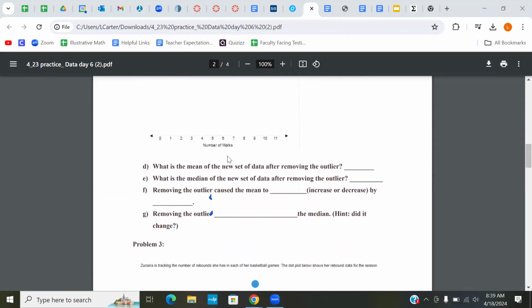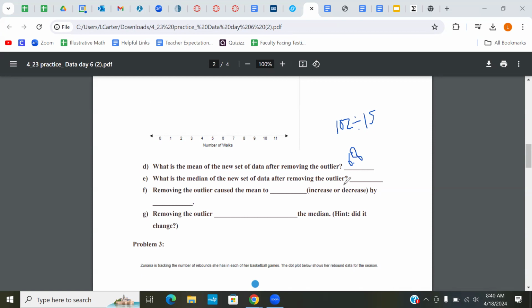Now, what is the mean of the new data set after removing the outlier? Well, that removed just a 0. Therefore, your total amount, your sum, is still the same. So it's 102. But now, instead of dividing it by 16 weeks, we're dividing by 15. All right. That's going to give us 6.8. So again, that's the sum of all of his walking divided by how many weeks.